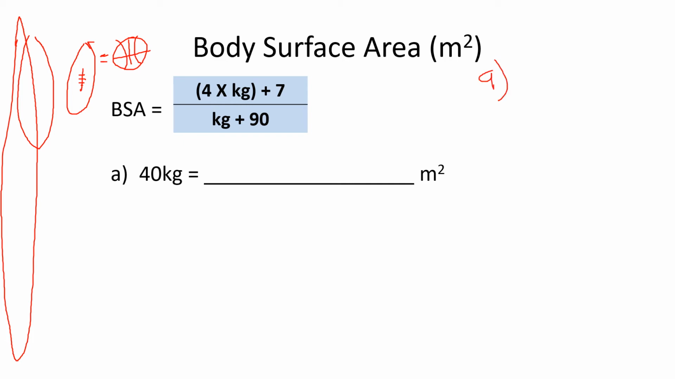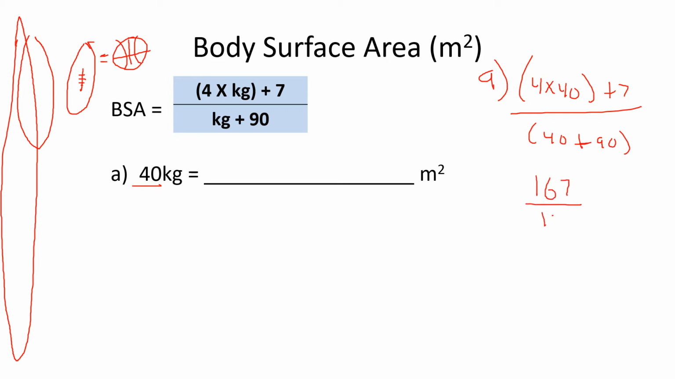All you have to do is plug in 40 anywhere there is a kg and then solve. So 4 times 40 plus 7 over 40 plus 90. And then you just crunch the numbers. So the top would be 167, the bottom would be 130, and then that's it, you're done. 1.28.